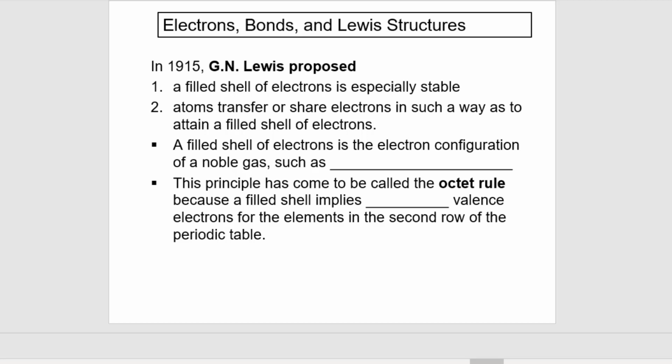So this is going to propel a lot of the whys, right? The why questions we're going to ask ourselves during this course. Well, why did that happen? Why does this happen? A lot of it stems from these two premises. A filled shell of electrons is the electron configuration of a noble gas, right? The noble gas has absolutely no desire to attain any more electrons because its outermost shell is full.